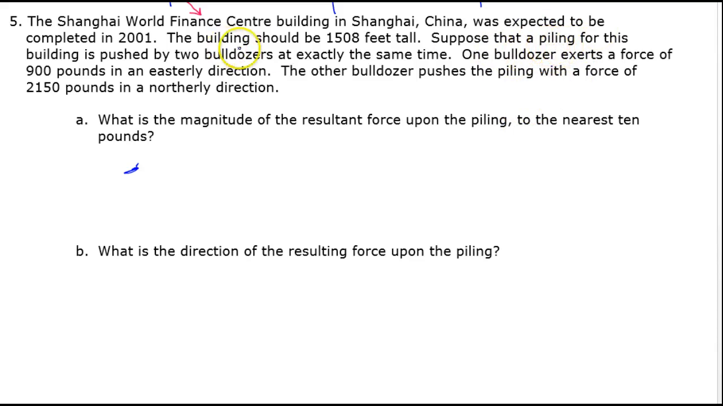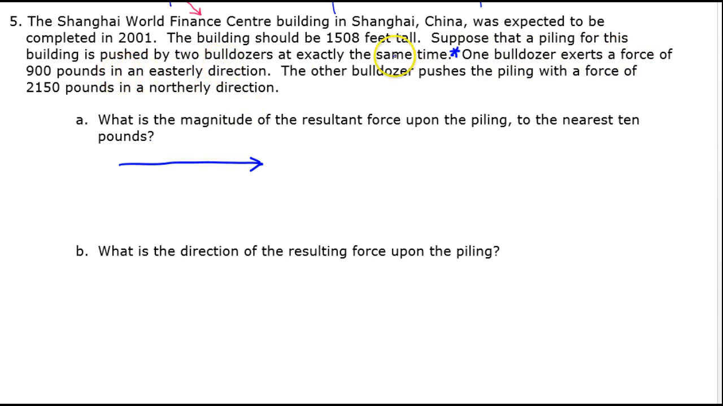It's being pushed by two bulldozers. And right about here is where the actual problem begins. In fact, let me put a little asterisk. Everything before this asterisk was a waste of time. One bulldozer exerts a force of 900 pounds in an easterly direction. So let this vector represent 900 pounds in an easterly direction.